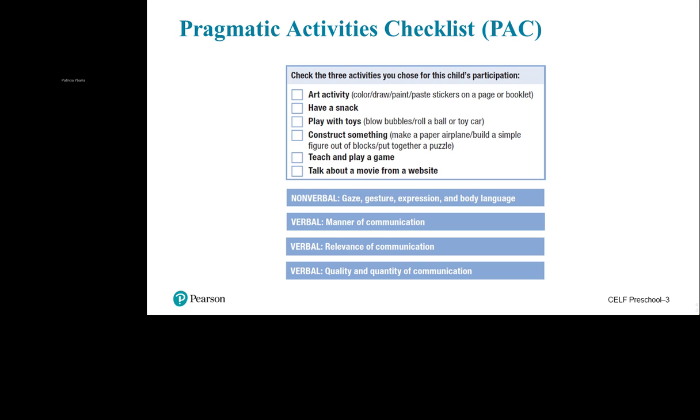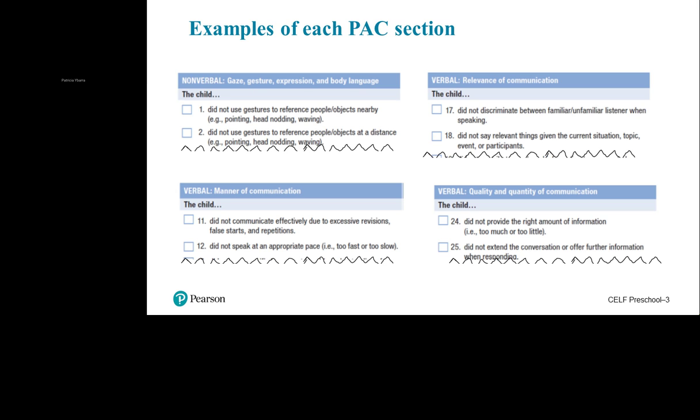But at the end, or before checking off and filling out this checklist, you want to carefully review the items before working with the child to identify the behaviors that you're looking for and to provide the child with frequent opportunities to demonstrate the behaviors. Here are some examples of items on the pragmatic activities checklist. They're broken down by categories: nonverbal, gaze, gesture, expression, and body language. Verbal, items that look at the manner of communication, verbal relevance of communication, and verbal quality and quantity of communication.